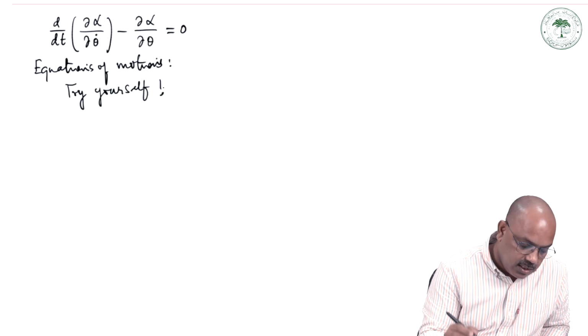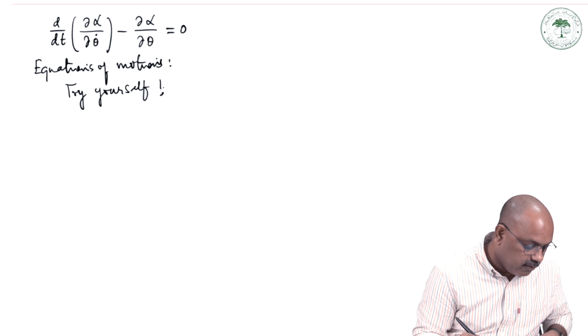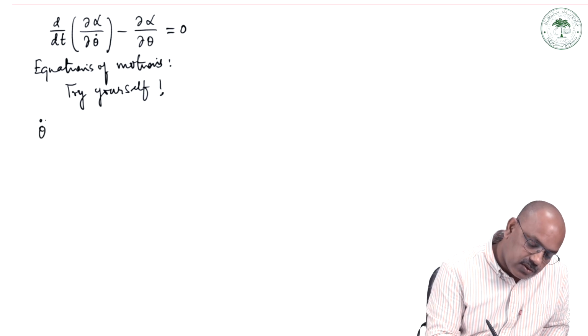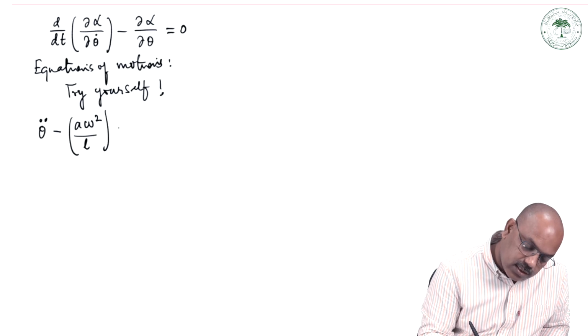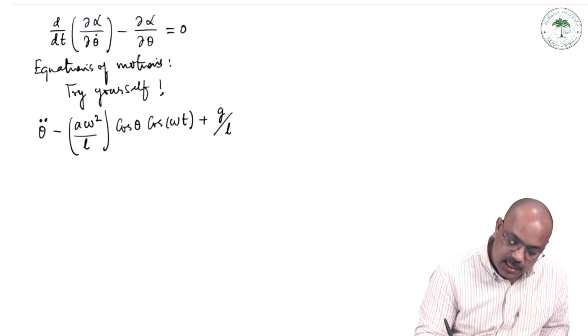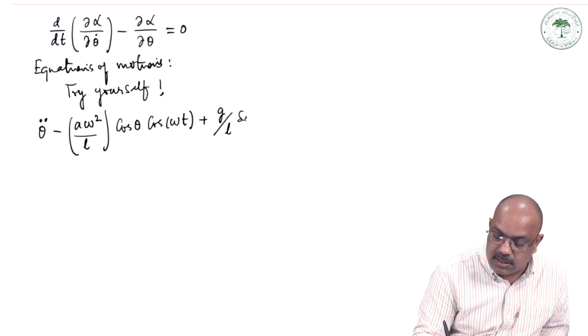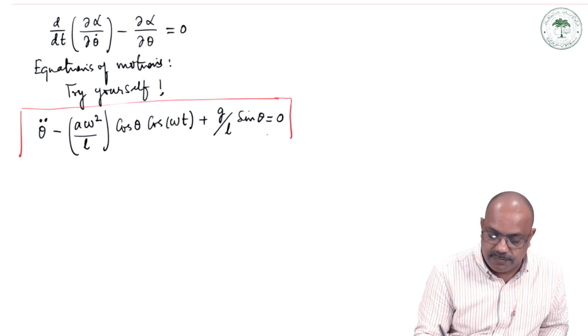So I can give you the final equation of motion in terms of theta. This is going to be theta double dot minus a omega square divided by L times cos theta and cos omega t, plus g by L sin theta is equal to 0. So this equation of motion you can try yourself.